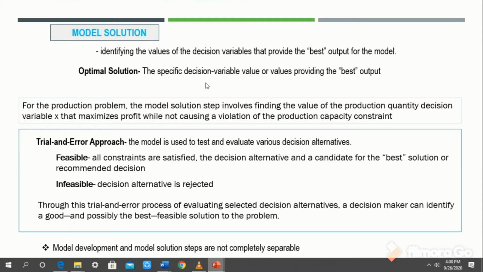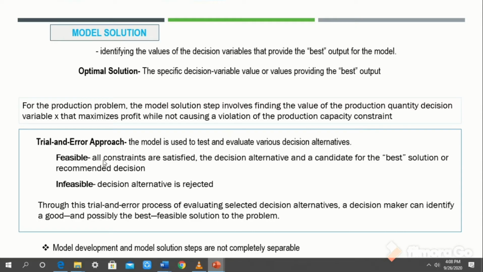Now, the specific decision variable gani nimo nga imong mapili, which is to consider the best output, mao na siya ang tawag nimo og optimal solution. Now, sa problem na to, the model solution step involves finding the value of the production quantity decision variable X that maximizes profit while not causing a violation of the production capacity constraint. So, maghimo na ta og solution niya.